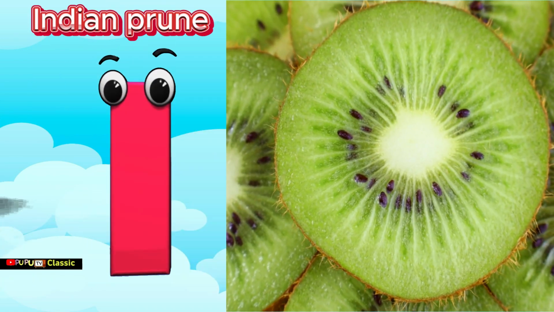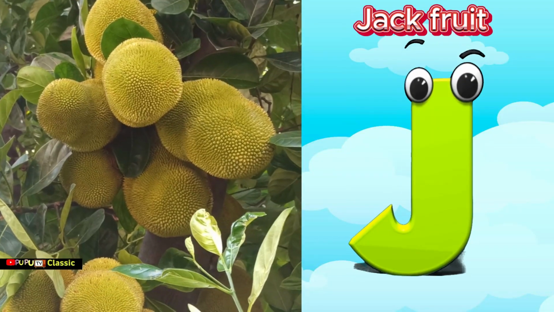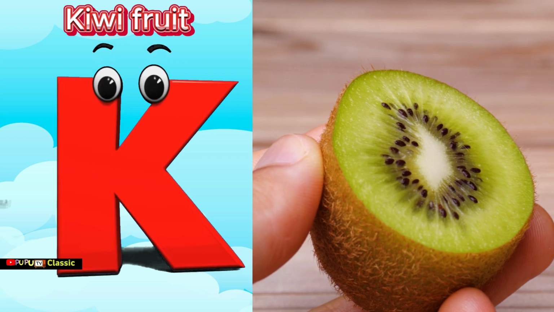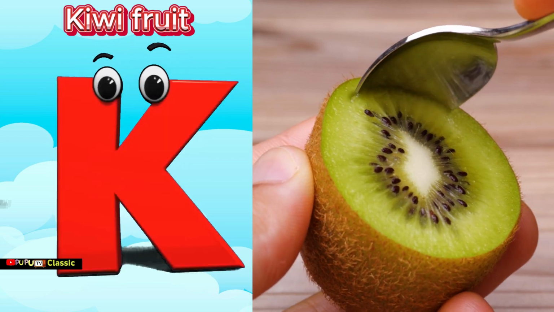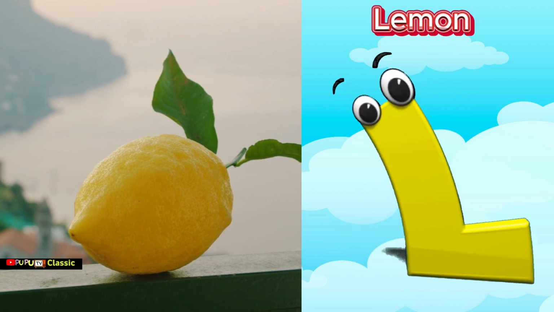I is for Indian prune, i, Indian prune. J is for jackfruit, j, jackfruit. K is for kiwi fruit, k, kiwi fruit. L is for lemon, l, lemon.